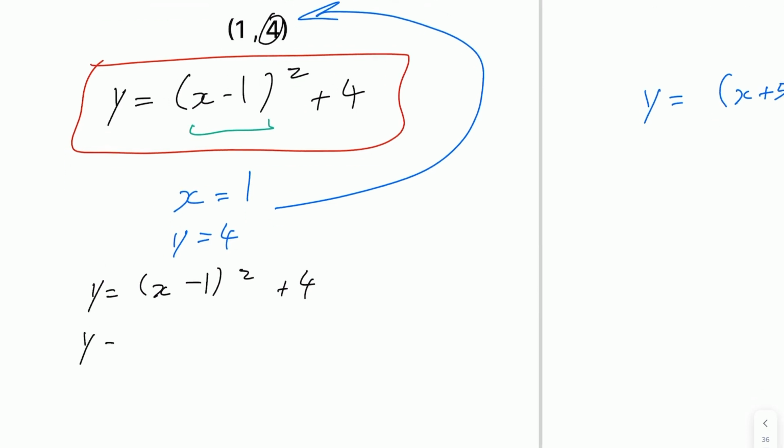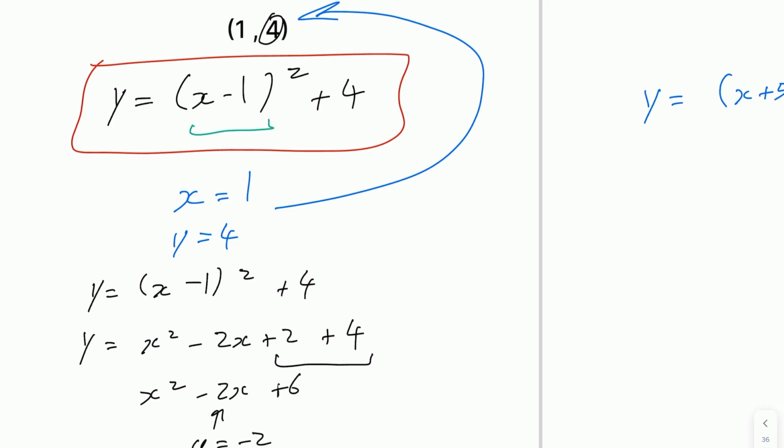So we expand this out. So that's y is equal to x squared minus 2x plus 2 plus 4. And then tidy that up. So you have x squared minus 2x plus 6. And then from there, you can see a, which is that value there, is minus 2, and b, which is that value there, is 6.